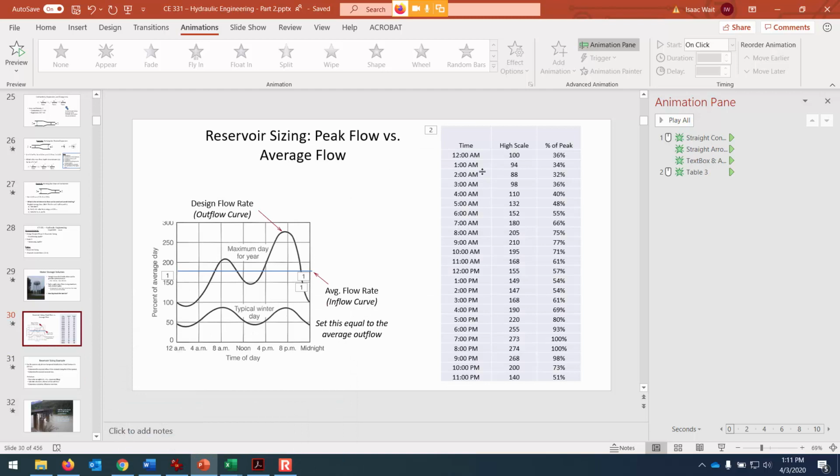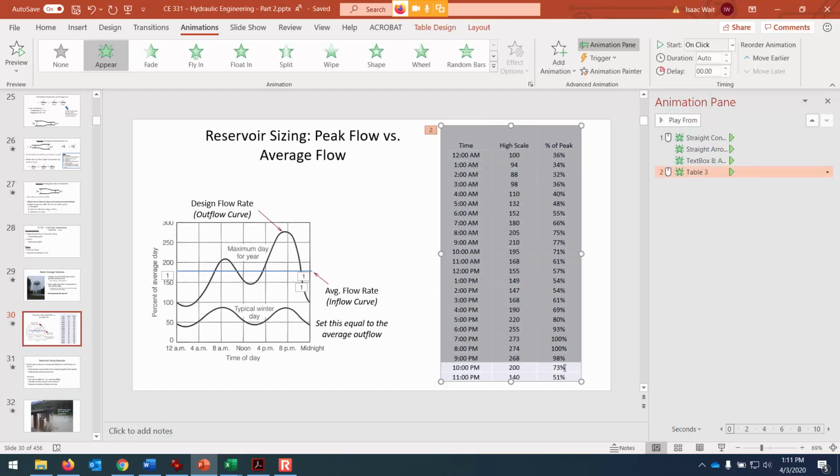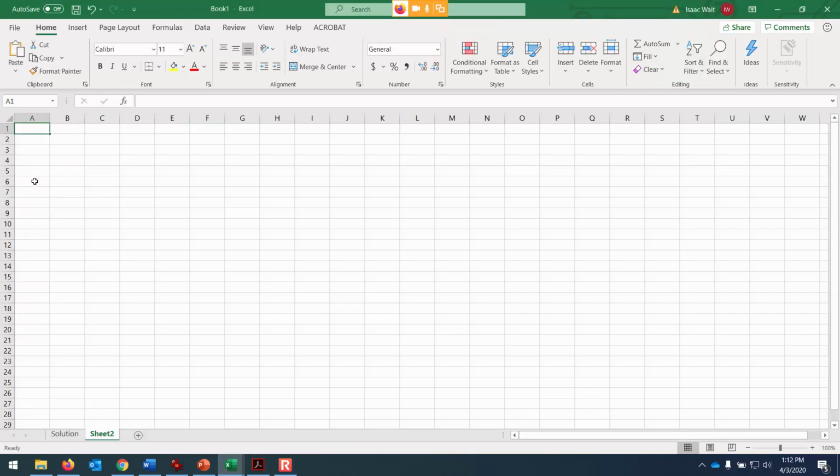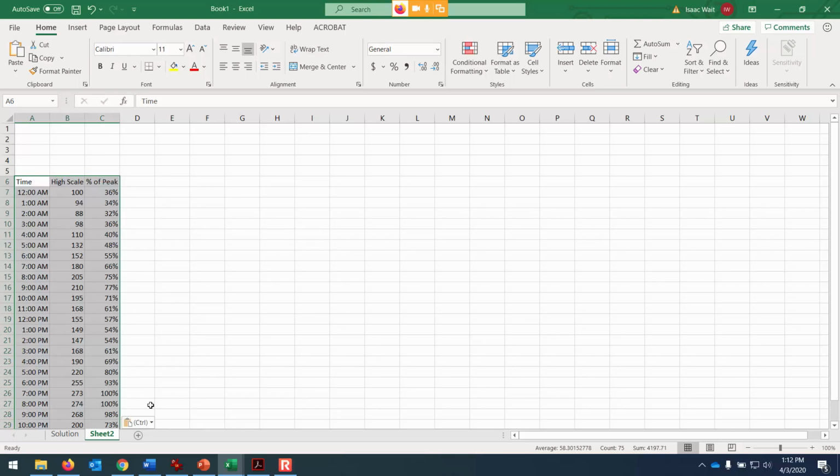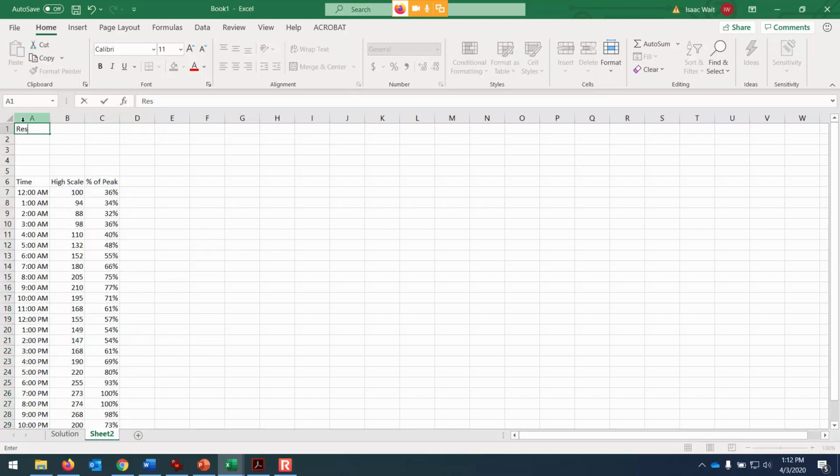Okay, so just to begin, what I'm going to do is copy the data from this table with Control C. I'm going to paste it into a blank workbook. So I'm just going to Control V and paste into this workbook, and I won't keep any of the formatting. I'm just going to have the data. So this is our reservoir sizing example.